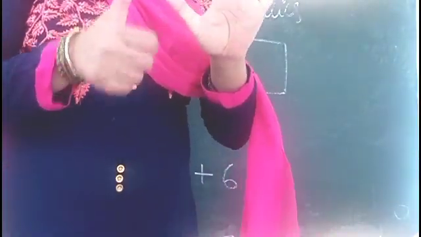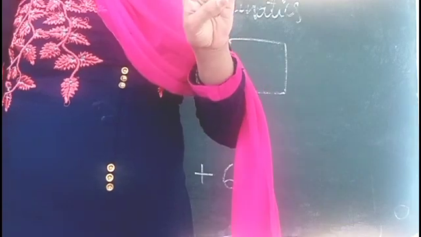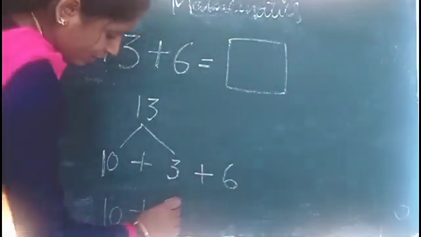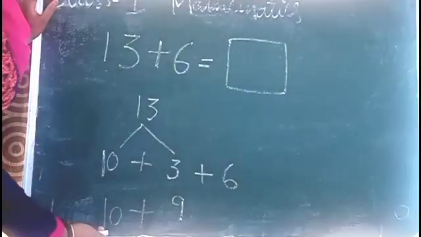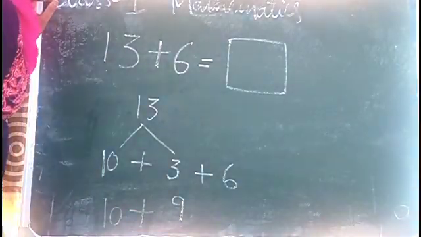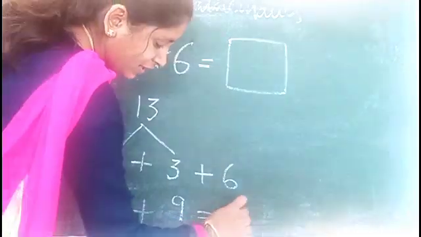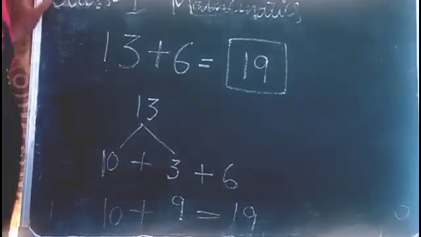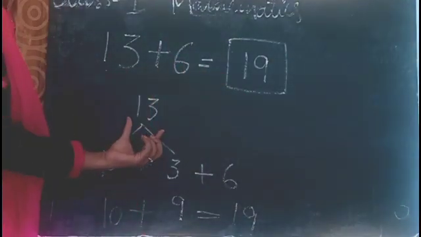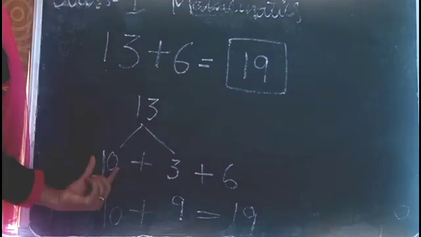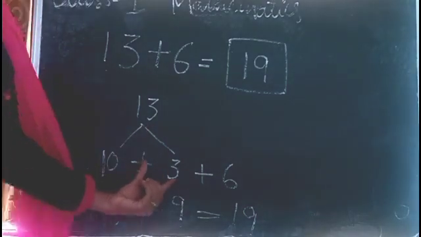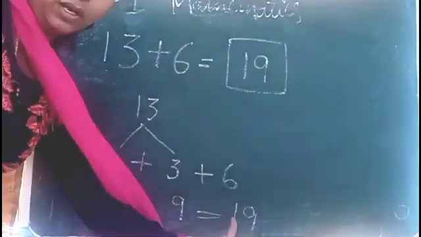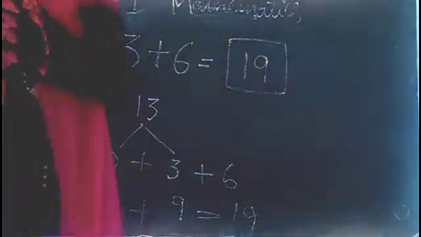3 plus 6. 6, 7, 8, 9. Okay, 3 plus 6 is 9. And it is now very easy. 10 plus 9 is equal to 19. Is it right, children? 19 is the answer. By breaking down the bigger number, by breaking down the 13 as 10 plus 3, we got 10 plus 3 plus 6, that is equal to 19. Okay, in the same way you need to finish the next 4 problems by yourself.